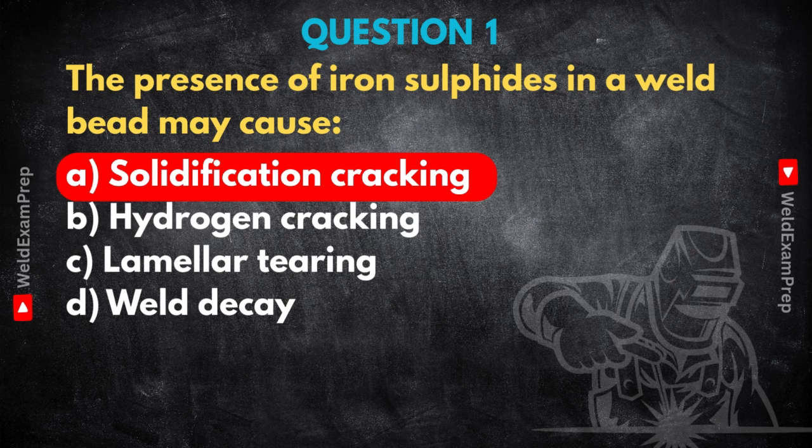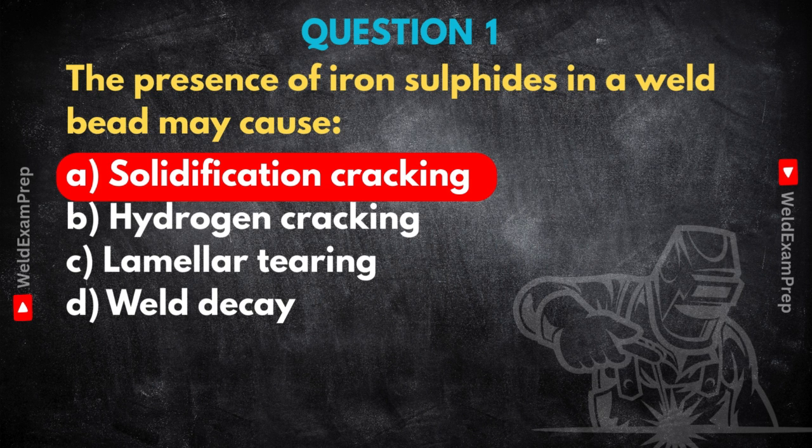How do the other options differ then? Like timing-wise or how they happen? That's a good point. Timing is actually key. Hydrogen cracking, for instance. That usually happens after the weld is completely solid. Could be hours, even days later sometimes. Oh, wow. Yeah, it's a different beast. Linked to hydrogen, the steel's microstructure being susceptible, and tensile stress.